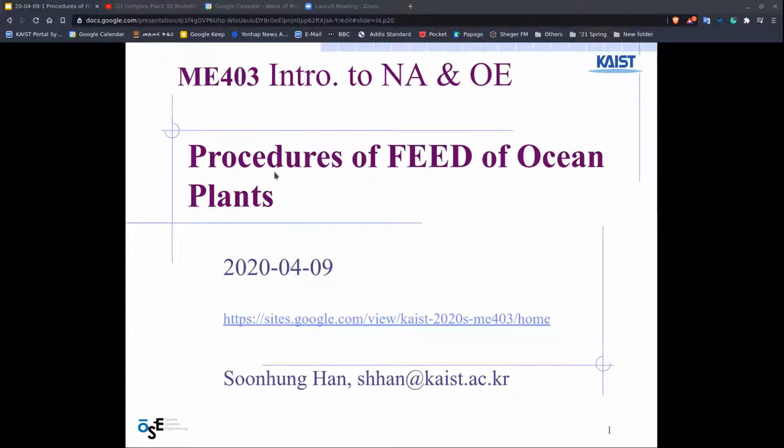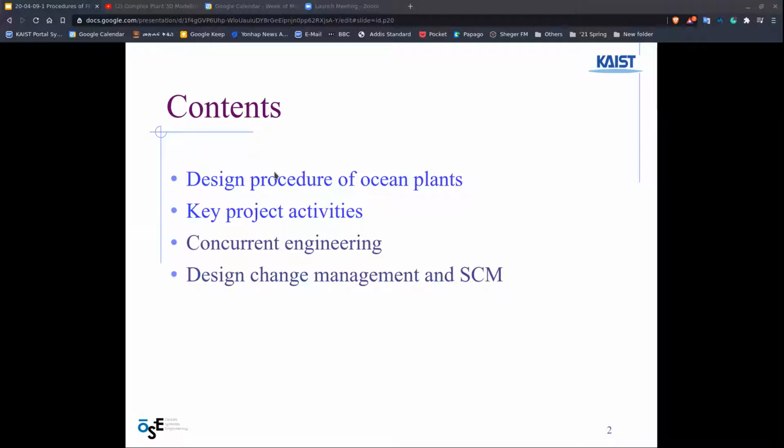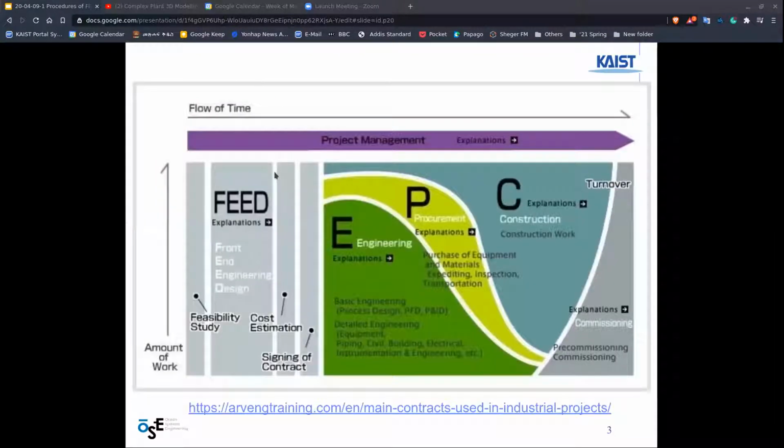Okay, today's presentation, today's lecture, is about FEED of ocean plants and the procedures. FEED means front-end engineering design. So we'll learn about this, and we'll cover the first two topics in this part. The first one is the design procedure of ocean plants and key project activities, as well as case studies. And this slide shows the meaning of FEED.